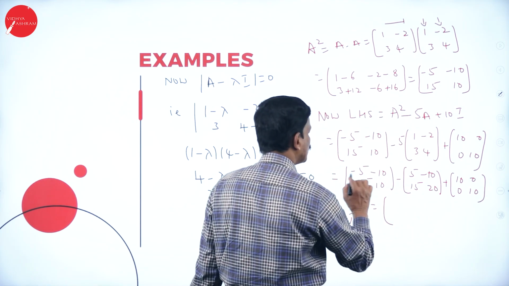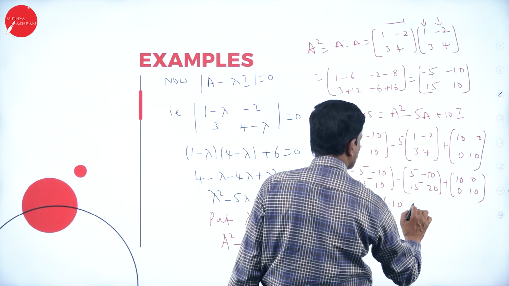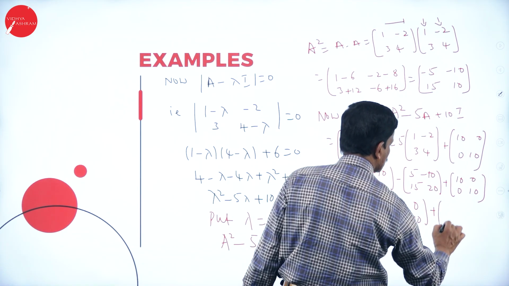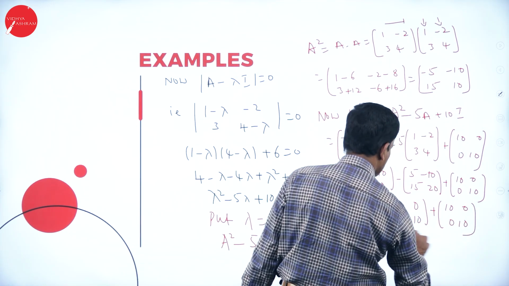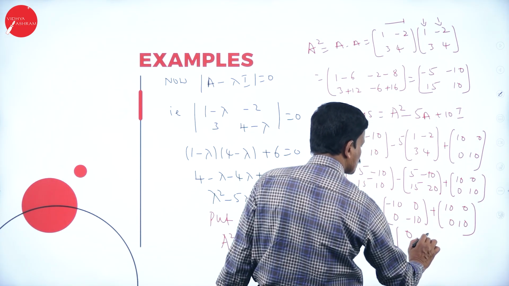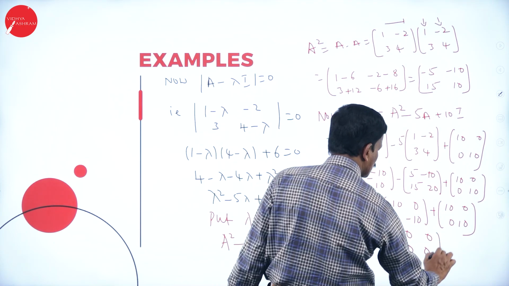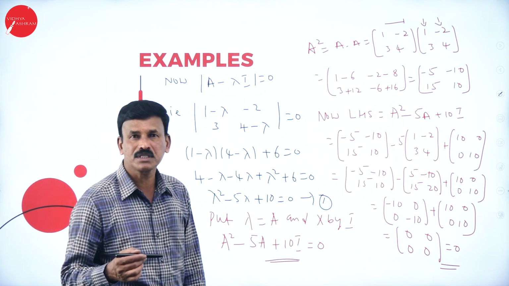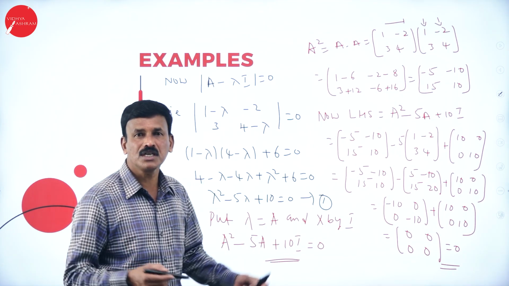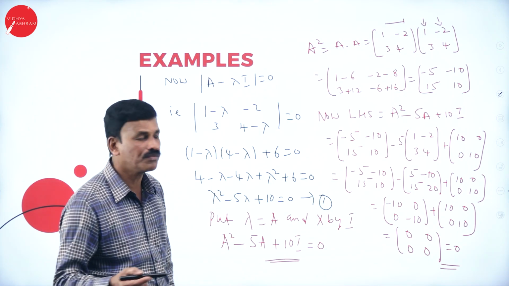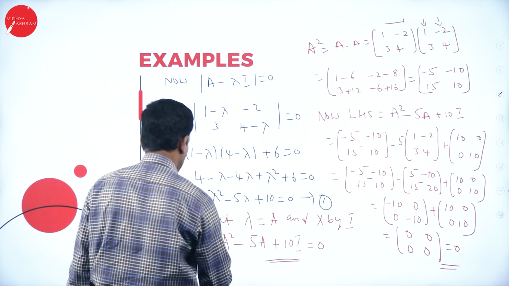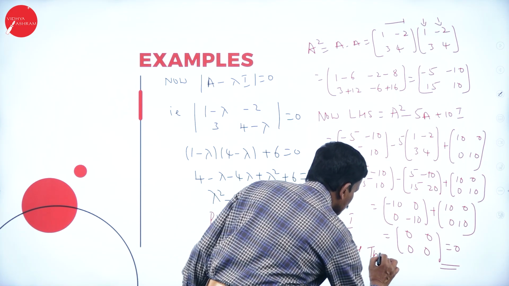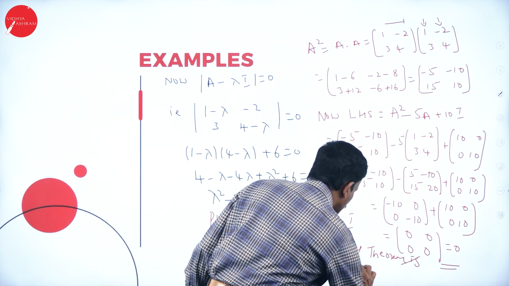What is this equal to? Minus 5 minus 5 is minus 10, minus 10 plus 10 is 0, 15 minus 15 is 0, 10 minus 20 is minus 10, plus 10 is 0. What is this equal to? Minus 10 plus 10 is 0, 0 plus 0 is 0, 0, minus 10 plus 10, that's equal to 0, a null matrix. That means A square minus 5A plus 10I is equal to 0, a null matrix. Therefore, Cayley-Hamilton theorem is verified.